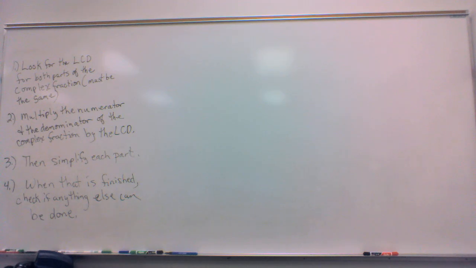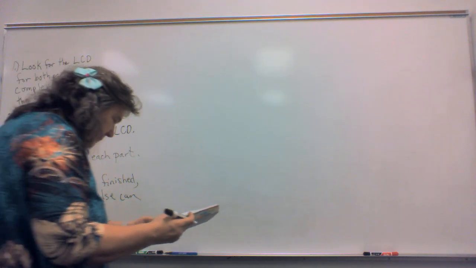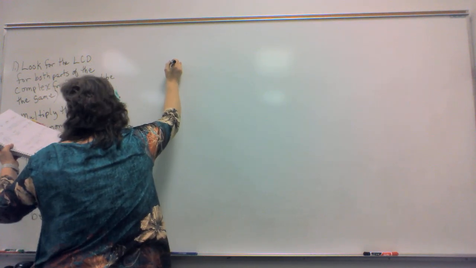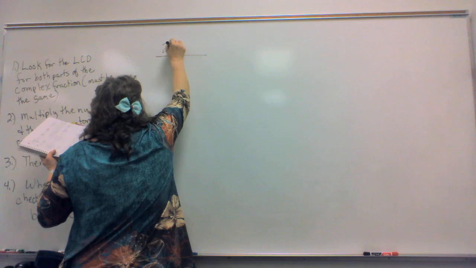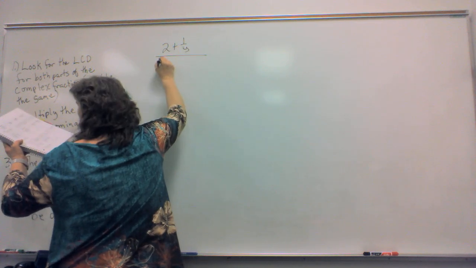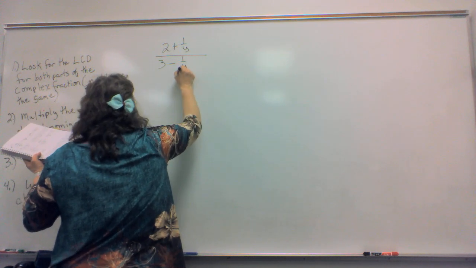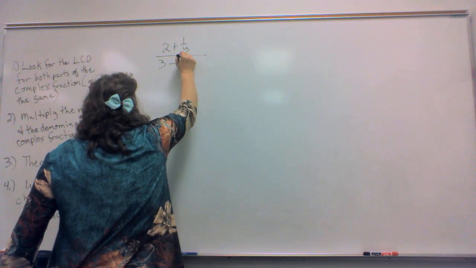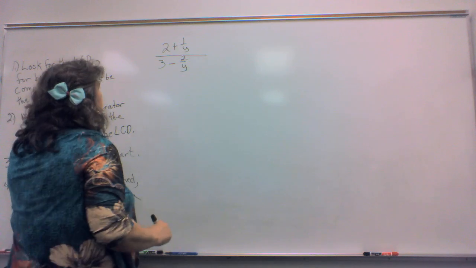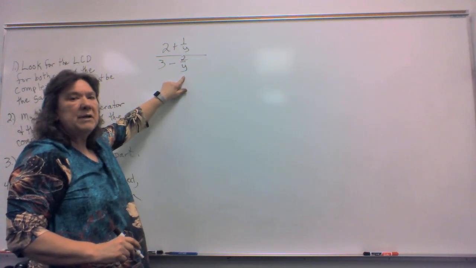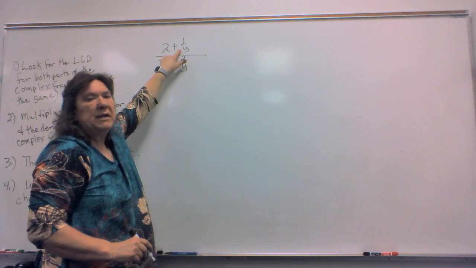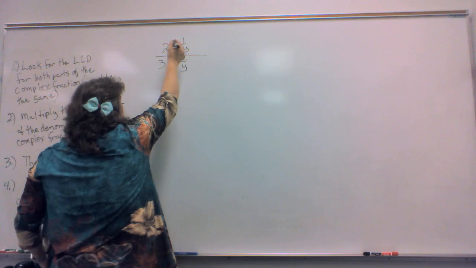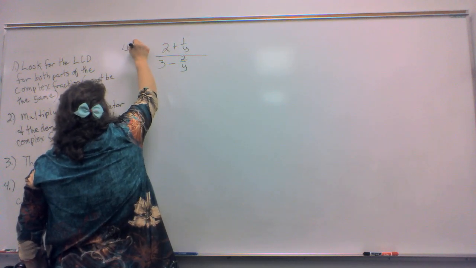Okay, so let's look at this method. We're going to do one of the same ones we already did. So I have 2 plus 1 over y and 3 minus 2 over y. Now notice, I have a y in my denominator here and a y in my denominator there. Therefore, y is your lowest common denominator. So we have found that your LCD is y.